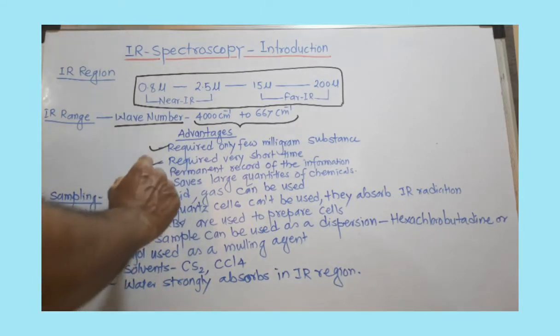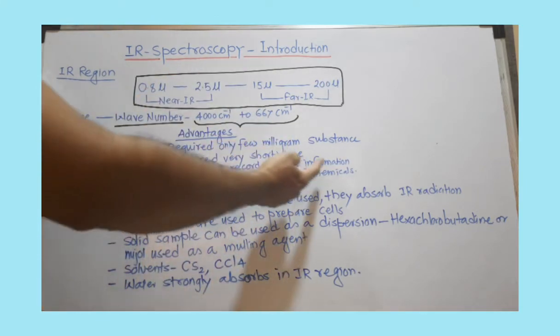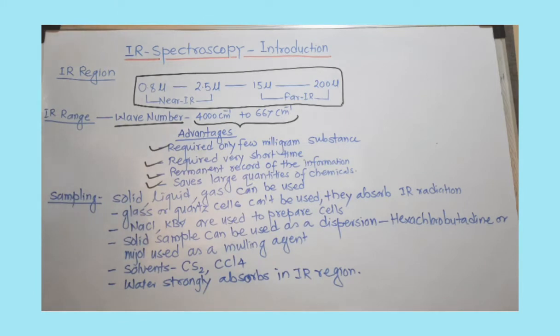Again, as compared to traditional methods, we save large quantities of chemicals. Otherwise, to decide the functional group present in an unknown molecule, we require large quantities of chemicals. But since it requires just a few milligrams of substance, we save large quantities of chemicals. So these are the advantages of IR spectroscopy.